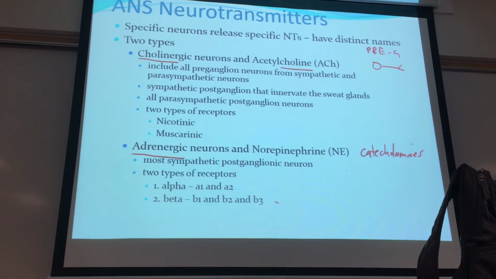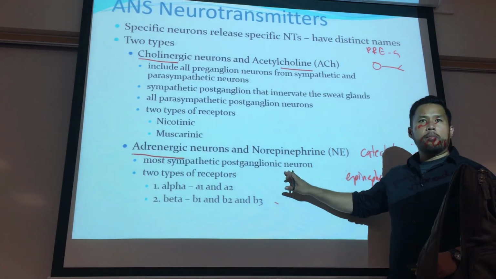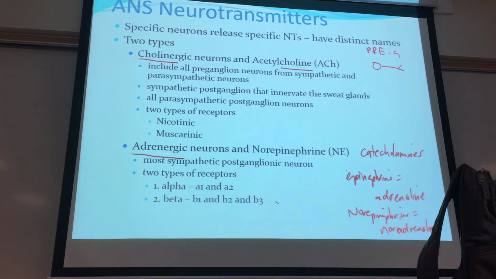Where epinephrine is also known as adrenaline. And norepinephrine is also known as noradrenaline. So in almost all cases, our sympathetic postganglion neurons will be secreting epinephrine or norepinephrine.